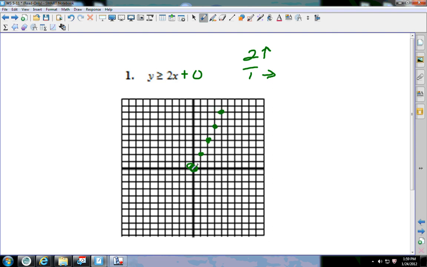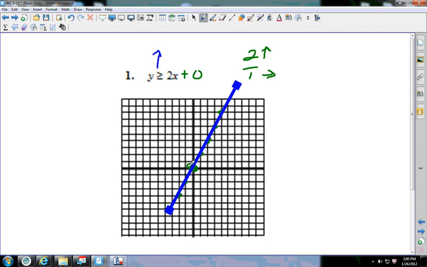Now I also can go down 2 to the left 1, down 2 to the left 1. Now, do I use a solid or a dashed line? If it has the equal to bar, I need to use a solid line because everything on this line is part of the solution. This is the greater than symbol, which means we shade up.